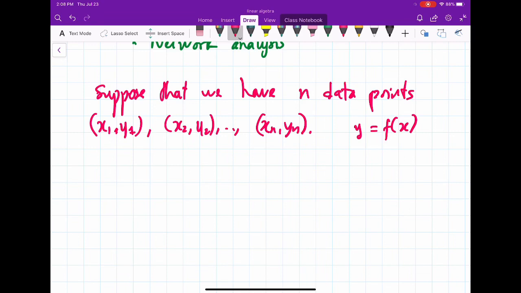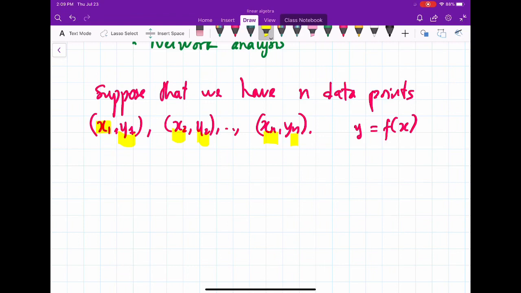And suppose that you don't know the function, but you know if x equals x1, the function value is y1. If x is x2, the function value is y2, and so on. This is kind of, you do some measurement, right? At x equal to 1, you measure, and you got y1. And at x equal to 2, you got y2, and so on. So, they are data points on the plane.